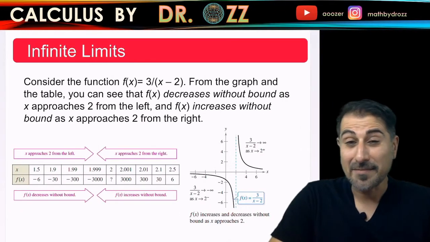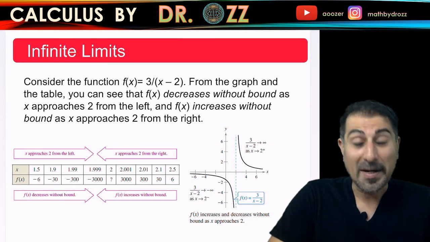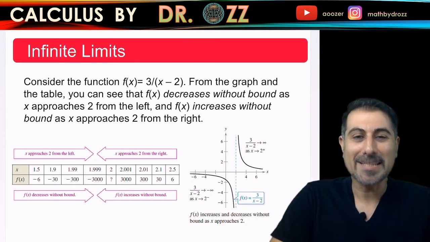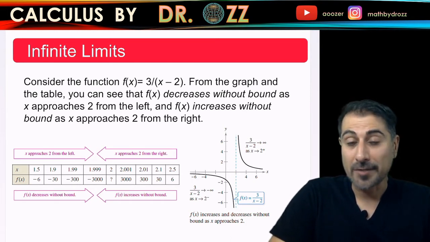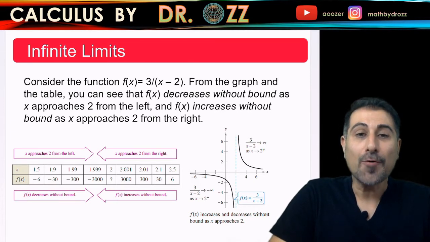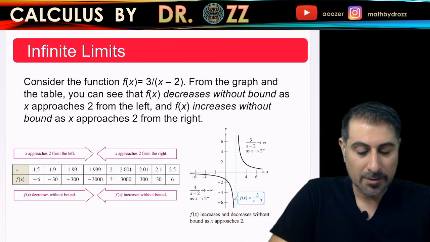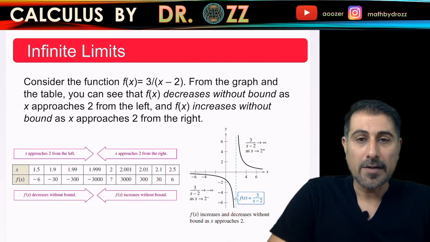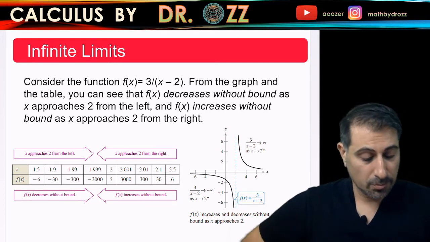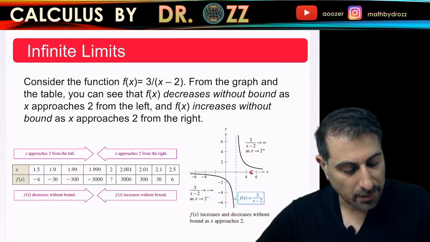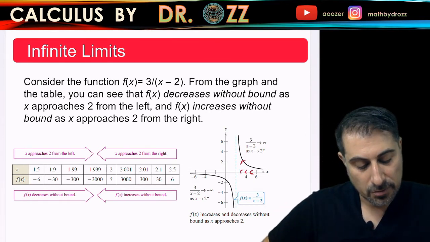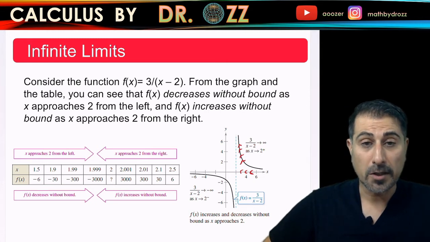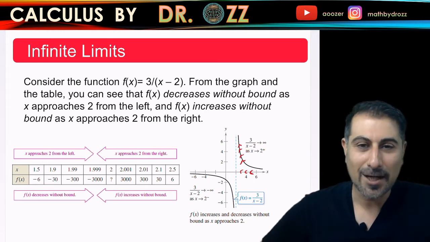All right, let's consider the function f of x equals the rational function 3 over x minus 2. You can go ahead and graph this function. We're going to show that as you get closer and closer to 2 from the left, the values of f decrease without bound. And as you are on the right of 2, that means you're approaching 2 from the right, you see that the function values get bigger and bigger. In other words, f increases without bound.